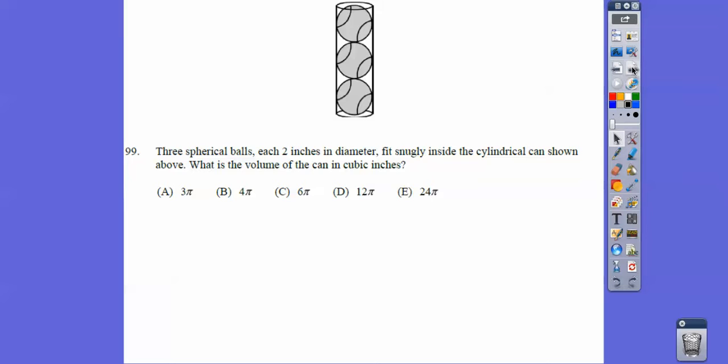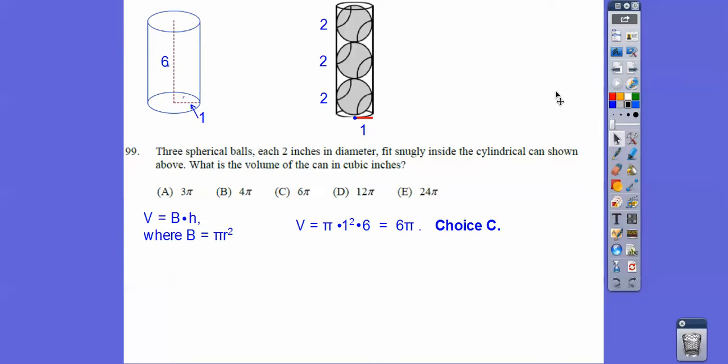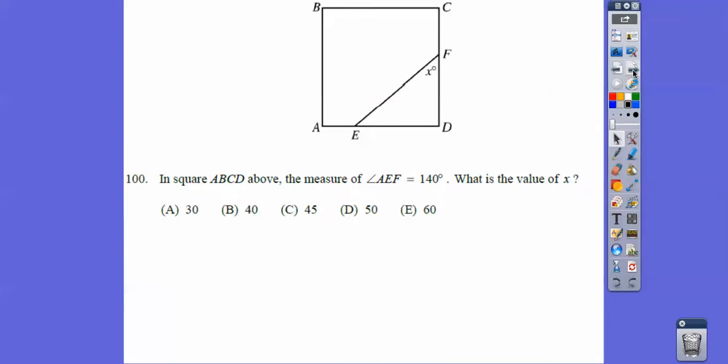All right, so 3 spherical balls are each 2 inches in diameter, and they fit snugly in that cylindrical can. What's the volume? Okay, so the volume is base times height. So 2, 2, 2, the diameters are 2, so the height is 6, and the radius is 1. Okay, so volume is base times height, where base is the circle, so pi r squared, so pi times 1 squared, and then times the height is 6, so I get 6 pi, okay? Choice C.